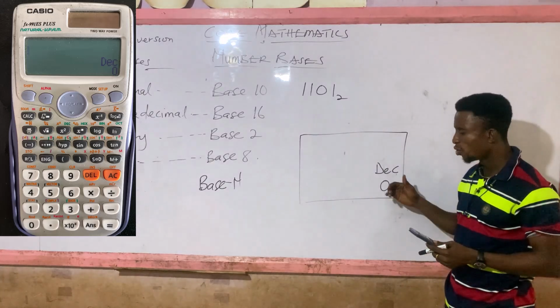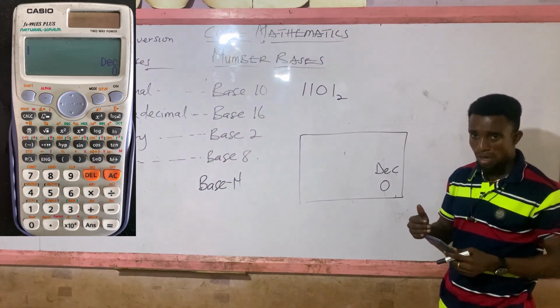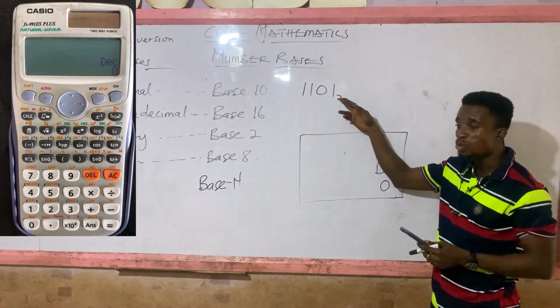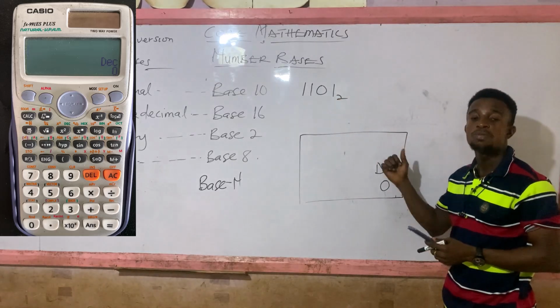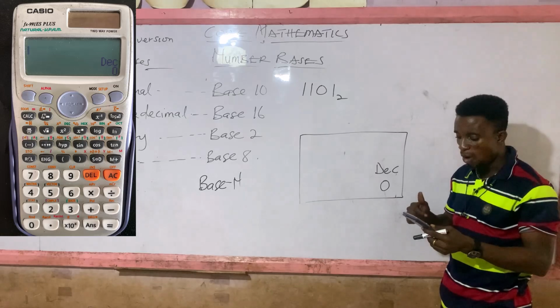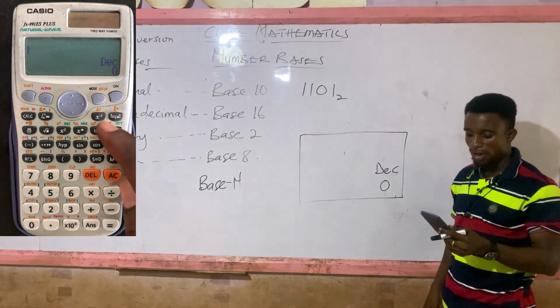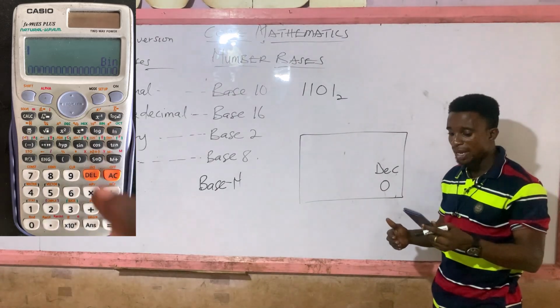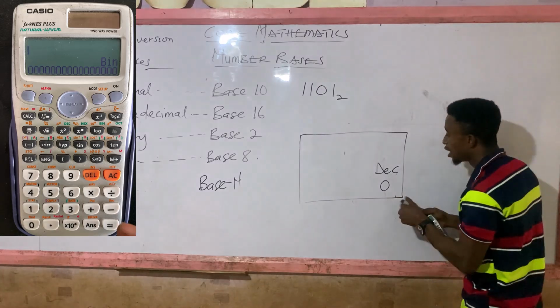Okay. So what do we do now? We want to convert base 2 to base 10, not base 10 to base 2. So we click on the bin. Clicking on the bin is the key that contains the bin. Now everything changes.